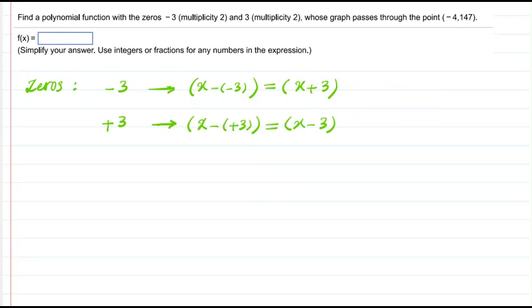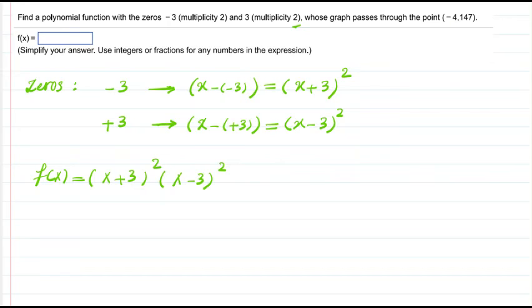Then we know that the multiplicity of -3 is 2, so it means that there are two factors x plus 3 in the function, or x plus 3 has exponent 2. Also, the multiplicity of positive 3 is 2, so there are two factors of x minus 3 in the function. So actually the function is the square of x plus 3 and the square of x minus 3.